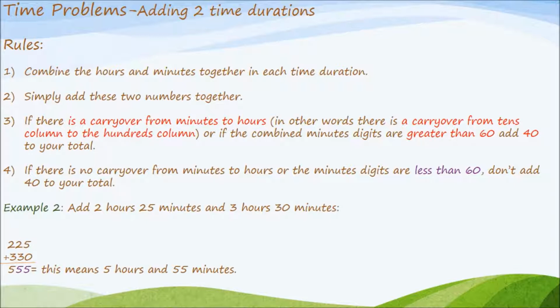So, example 2, we had 2 hours and 25 minutes and 3 hours and 30 minutes. We're going to add 225 plus 330, which is equal to 555. And of course, the 55 is less than 60, so we're not going to add 40 to our total. Final answer, it's 5 hours and 55 minutes.